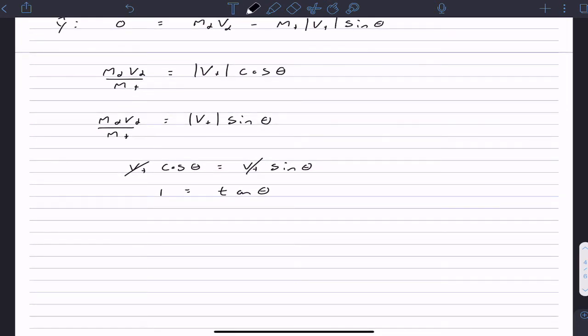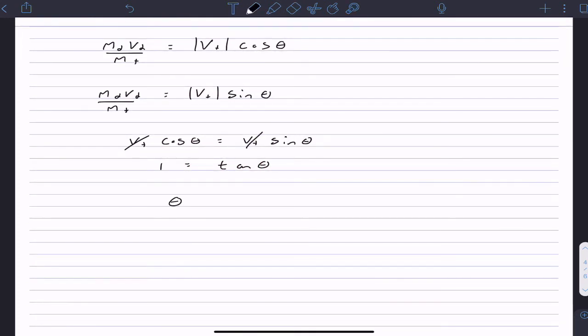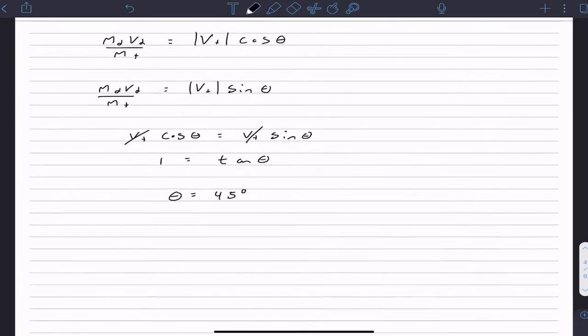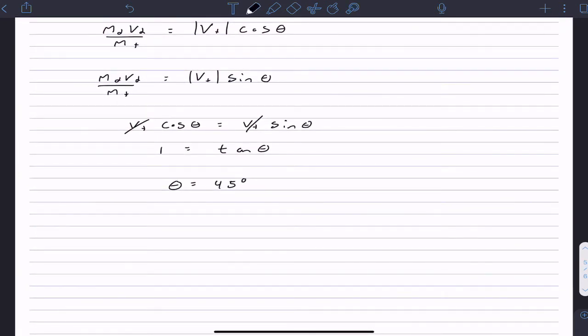You either know this, or you could plug it into the calculator. What you're going to get is theta is equal to 45 degrees. So that's your angle. Now that we know that, we can plug it back into this equation and figure out the speed. So let's do that.